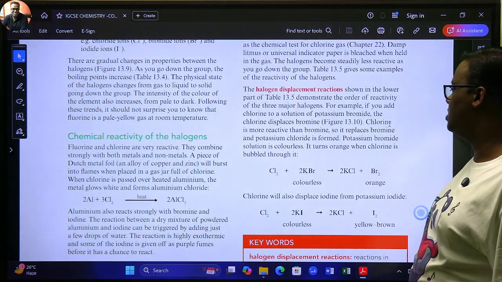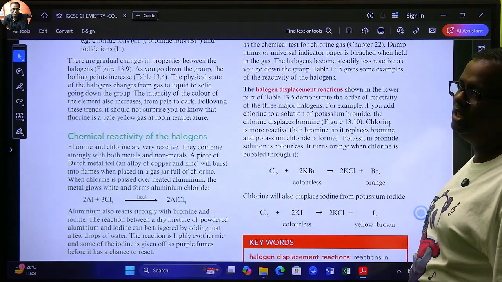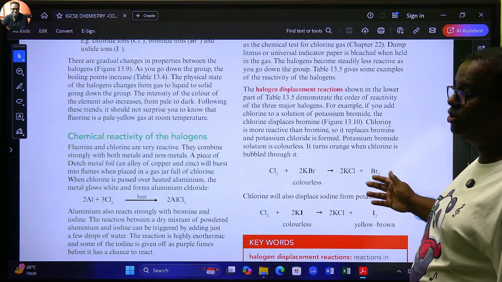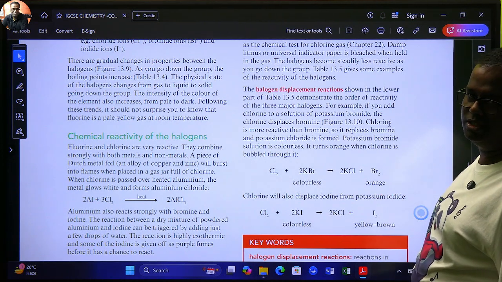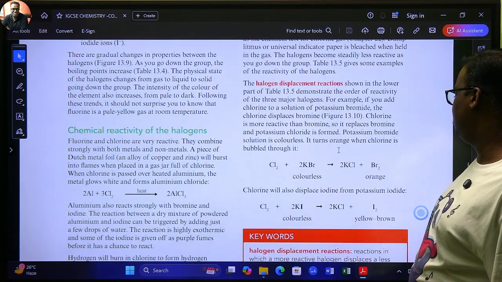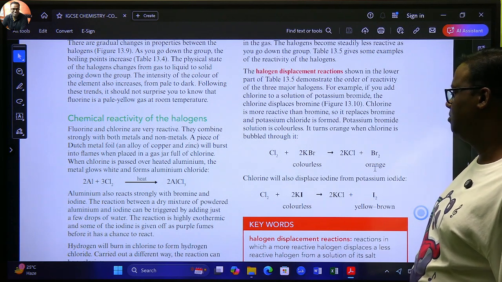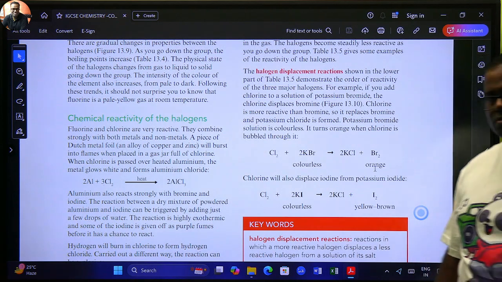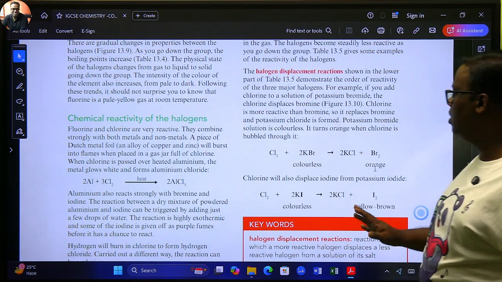Potassium bromide solution is colorless. It turns orange when chlorine gas is added. So this is colorless and orange. In the case of chlorine, we will write green. In the case of iodine, we will write purple or blackish. Purple is usually the color that we use. Chlorine will also displace iodine, giving yellow-brown. Sorry, not purple, yellow-brown, darker.